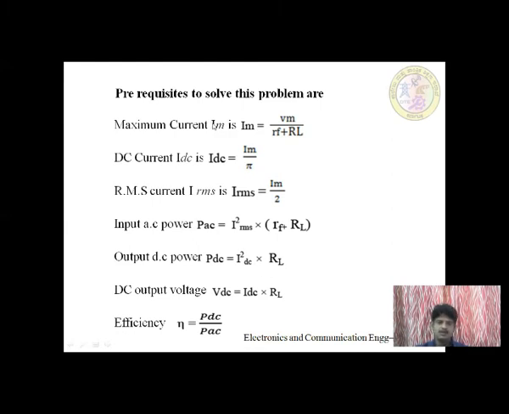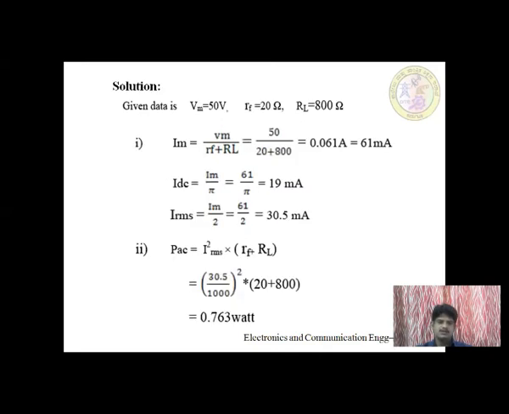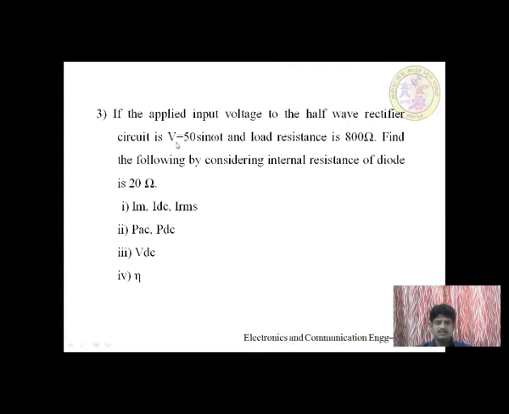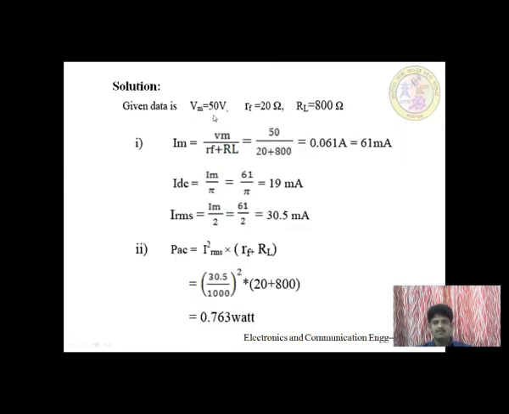Okay. So having these things in our mind, you can easily calculate all the required data. So this is the solution. Let's go one by one. First, we will see what things are given. Here, V is equal to 50 sin omega t, so it is in the form of Vm sin omega t. So this 50 becomes Vm. The value Vm is 50 volt, the internal resistance of the diode is taken as 20 ohm, and the load resistance is 800 ohm.